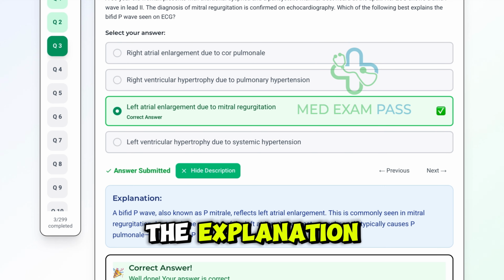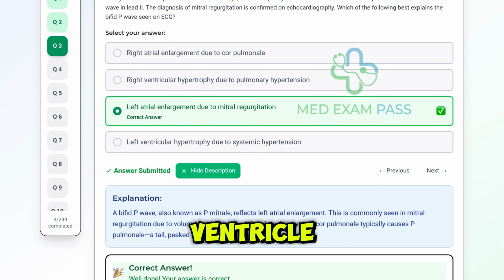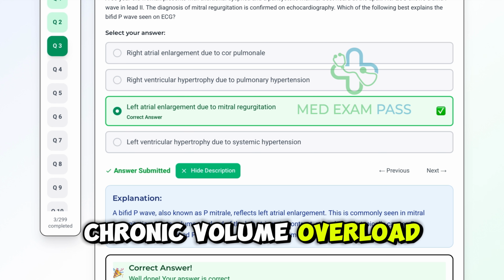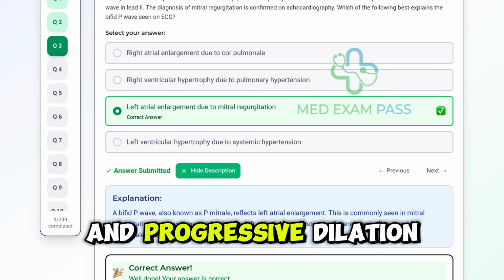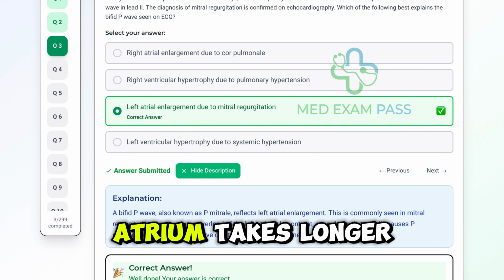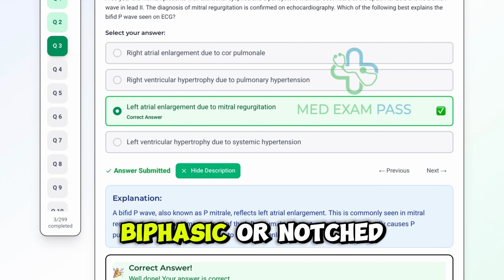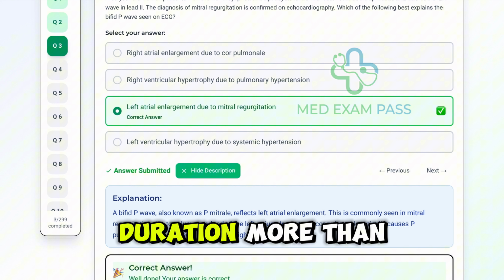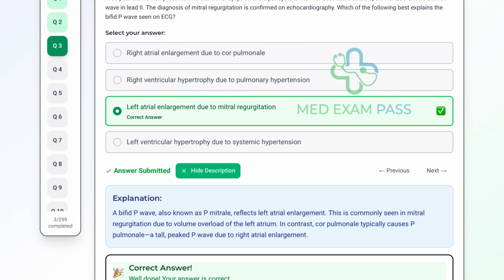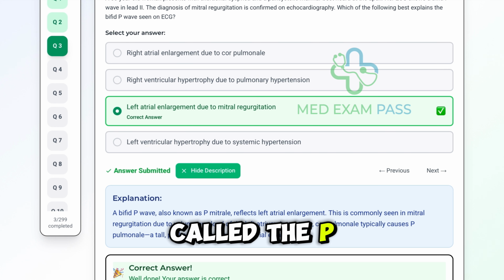So what is the explanation? In mitral regurgitation, blood flows backward from the left ventricle into the left atrium during systole, and this causes chronic volume overload and progressive dilation of the left atrium. The enlarged left atrium takes longer to depolarize, producing a bifid or notched P wave with duration more than 3 small boxes, or 0.12 seconds, in lead II. This double-notched P pattern is called P mitrale.